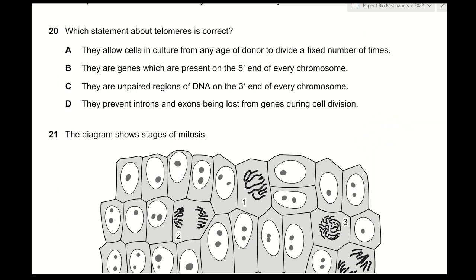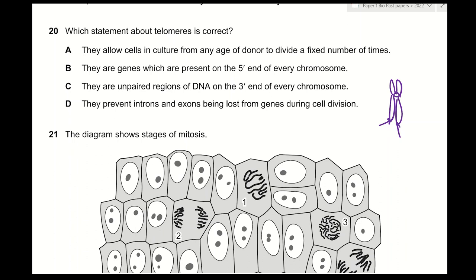Question number 20. Which statement about telomeres is correct? Now, the definition of telomeres are bases of non-coding DNA found at the ends of chromatids. And these bases of non-coding DNA protect the chromosome from gene shortening during DNA replication. Therefore, let's see the suggestions that we have here.